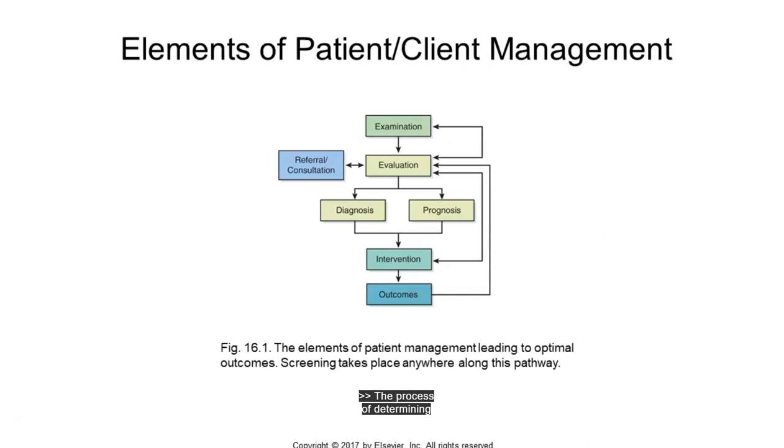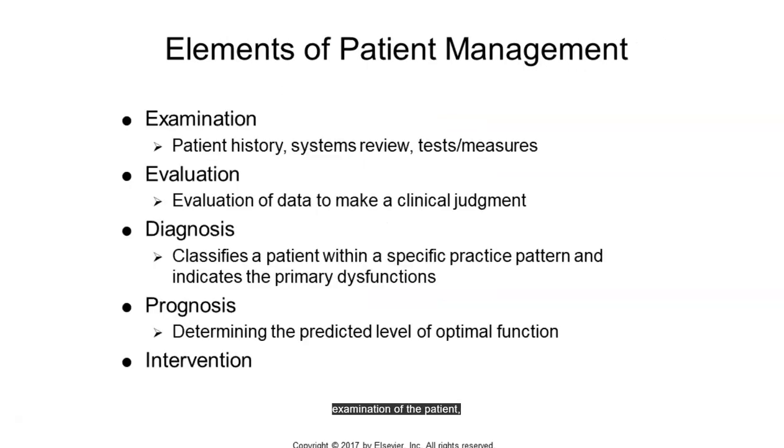The process of determining the most appropriate interventions to address and achieve these desired outcomes is called patient-client management. And the elements in this process are, number 1, examination of the patient, which includes history, review of systems and tests to measure and collect data on the patient. 2, evaluation of the data to make a clinical decision. 3, diagnosis, which uses the information gathered to determine the ability of the patient to guide the therapist toward the proper interventions and is usually given within a protocol.